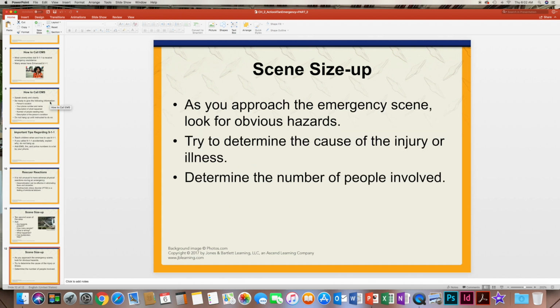As you approach the emergency scene, you have to look for hazards. So if you see a tree that has fallen on some electrical lines, and you know that could be a dangerous thing, that's something you have to determine right away before you even look at anything else. Try to determine what was the cause of the injury or illness for the person involved, and determine how many people are involved so you know how much help you need.